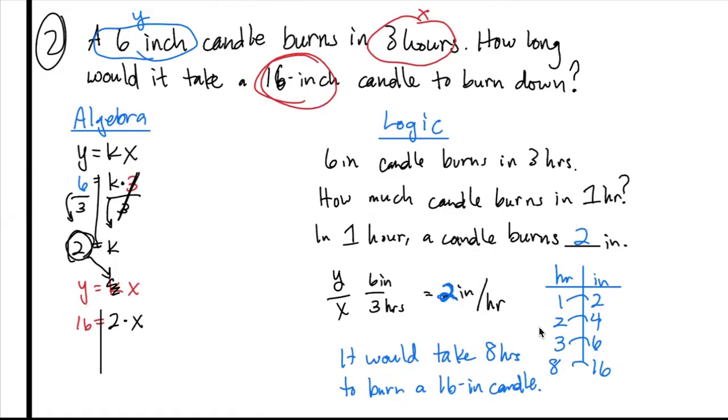So 16 equals 2 times x. I'm just going to divide that by 2 to get x by itself. X is going to tell me how many hours. 16 divided by 2 is 8. So 8 hours to burn a 16-inch candle.